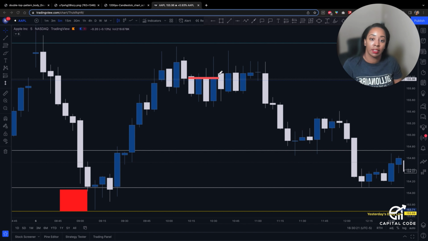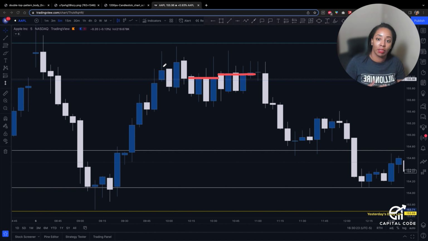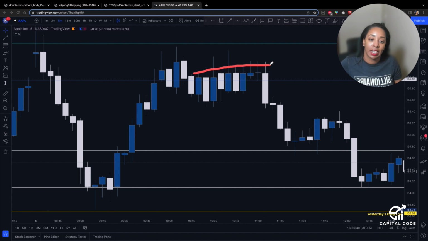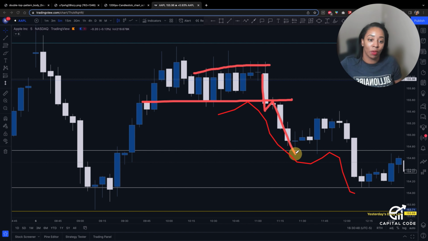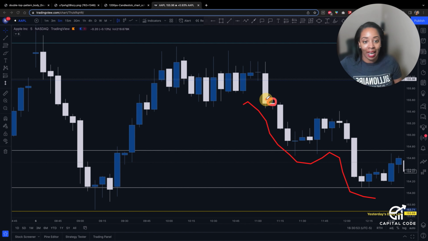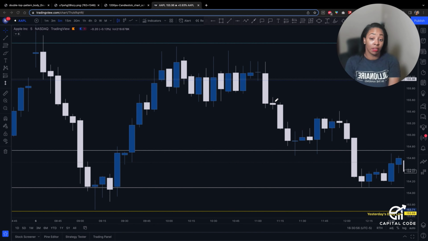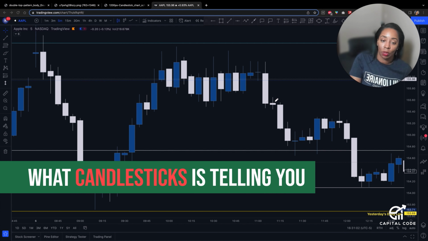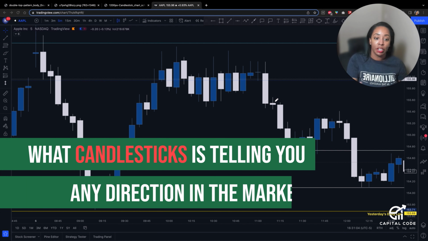As you can see, these open and closed much lower than their highest high, which was the top of this wick here. So it had been rejecting those higher levels pretty much all throughout this area. And then finally, one of the candles said, I've had enough, and it broke down to the downside where it continued to go down. And this is typically where I like to find good entries inside of the market. So when you combine your knowledge of what the candlesticks are telling you, plus any direction in the market.